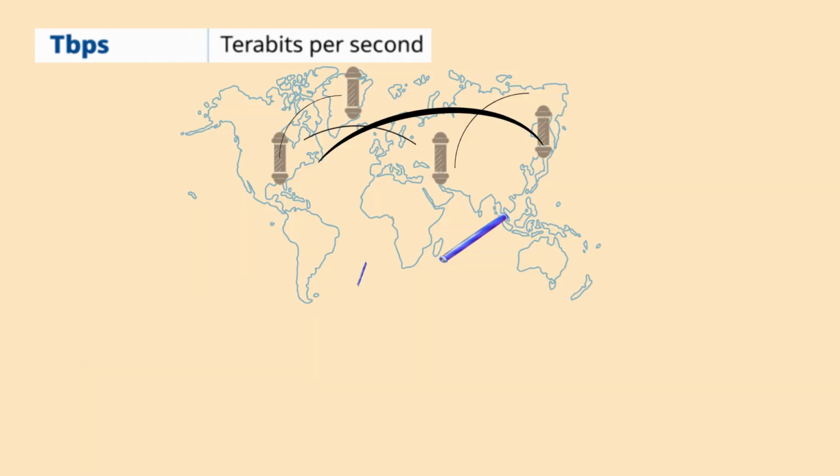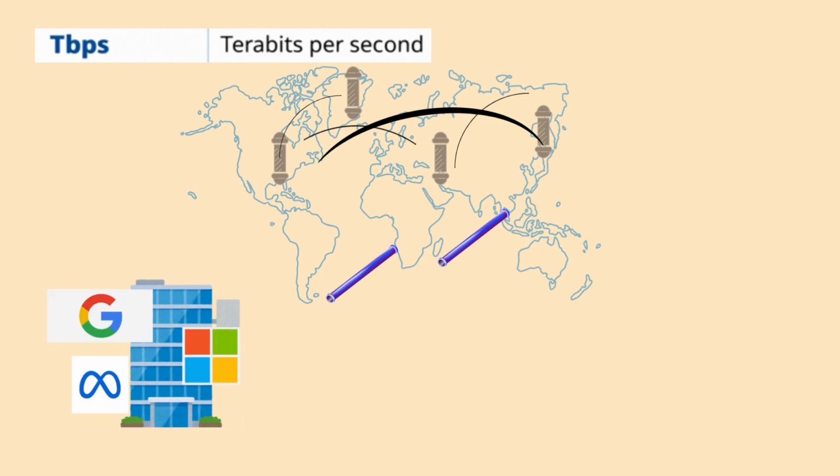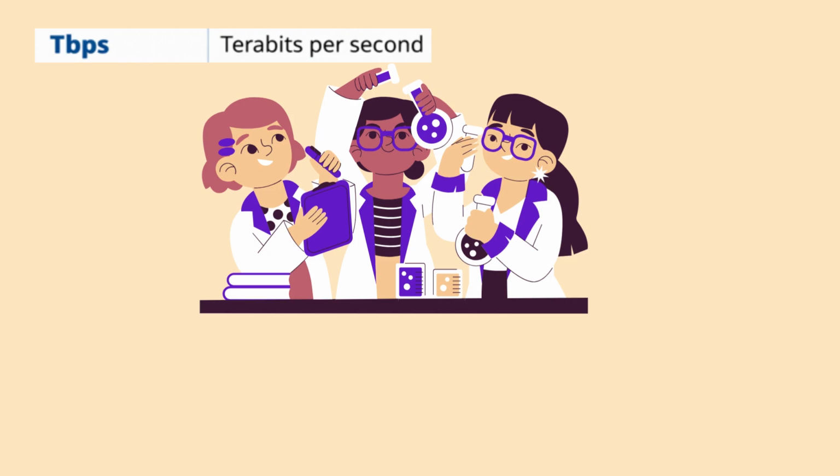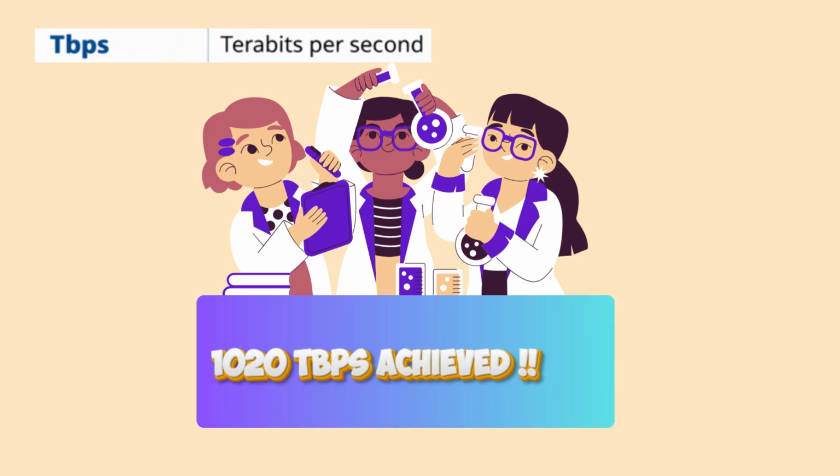It lives in the infrastructure layer, meaning the base layer of data transfer, like the invisible highways that connect cities, countries, and continents. Companies like Google, Meta, and Amazon rely on terabits per second links to move massive amounts of data between their global data centers instantly. Researchers have already demonstrated speeds exceeding 1,020 plus terabits per second on experimental fiber networks.